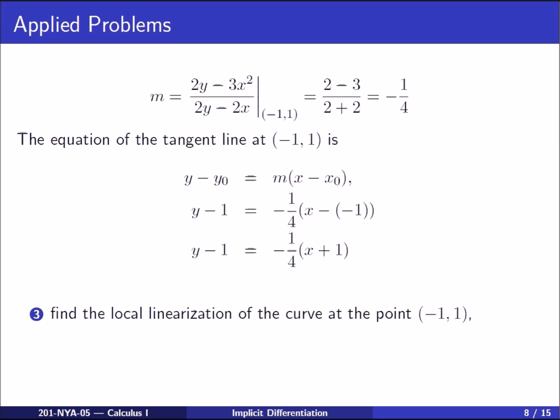If I want to find the local linearization of the curve at the point (minus 1, 1), that's very easy once we have the equation of the tangent line, because the local linearization is just the function whose graph is the tangent line. So all you need to do is take the equation of the tangent line, solve for y, and call your y L of x, because we use L for linearization. So we get that L of x is 1 minus 1/4 of (x plus 1).